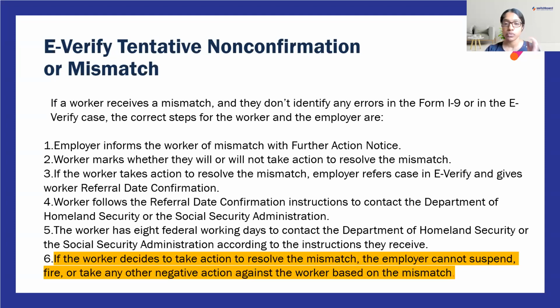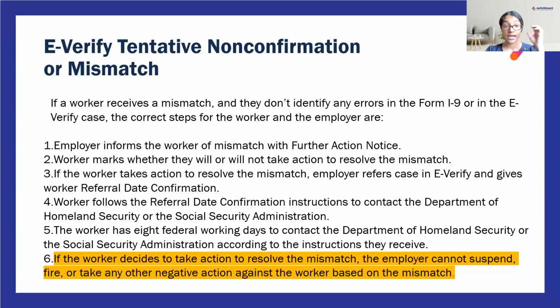The steps for the worker and the employer to address it are on this slide. When an E-Verify tentative non-confirmation or mismatch results, the employer can also print instructions from E-Verify for both the employer and the worker to follow, like the ones you see on this slide. Basically, the worker has 8 government working days to contact either the Department of Homeland Security or the Social Security Administration if the worker wishes to address the tentative non-confirmation. So the worker gets to decide: do they want to actually contest this tentative non-confirmation, or do they just want to leave it?